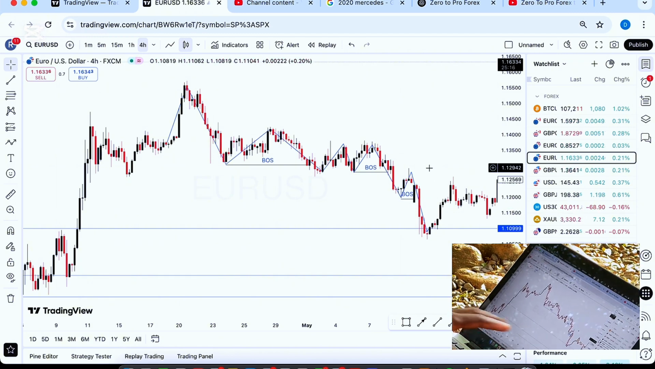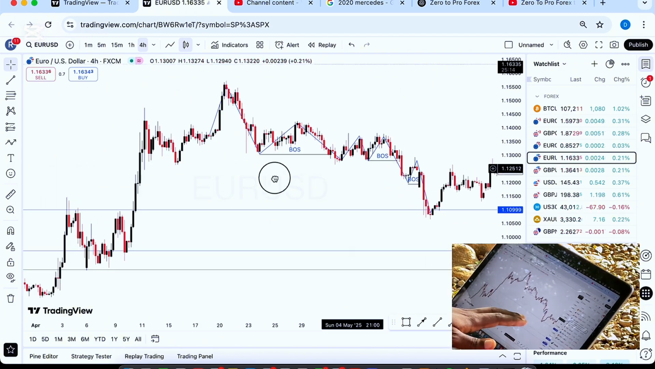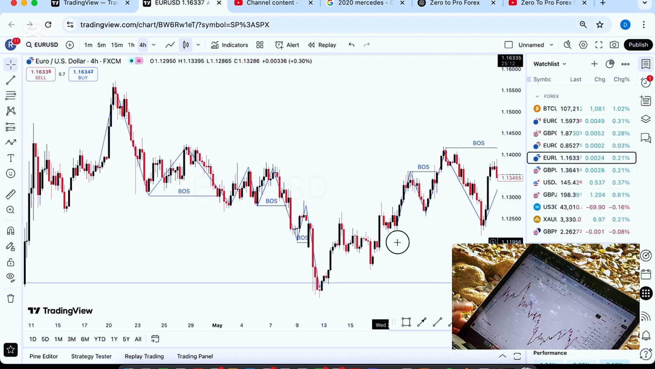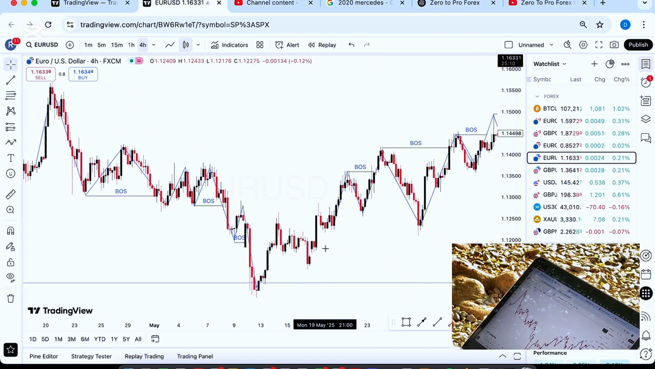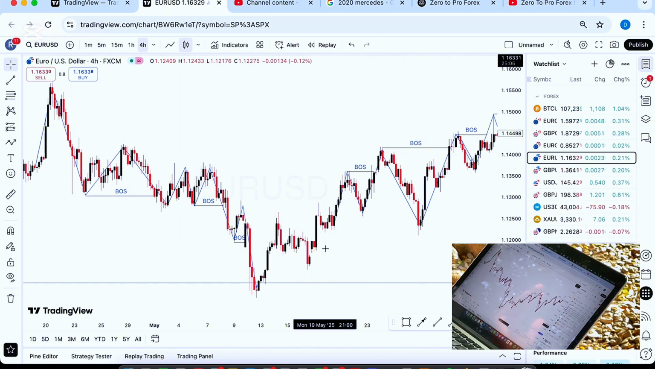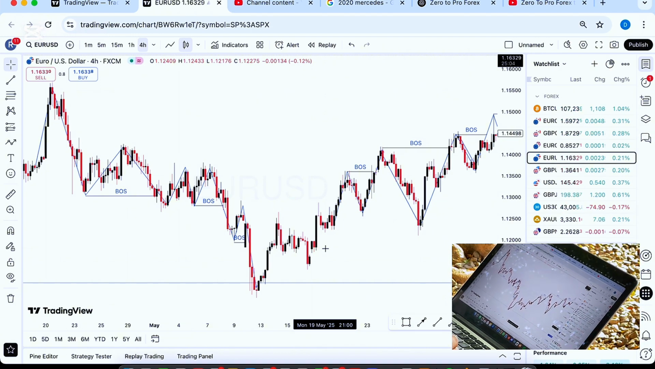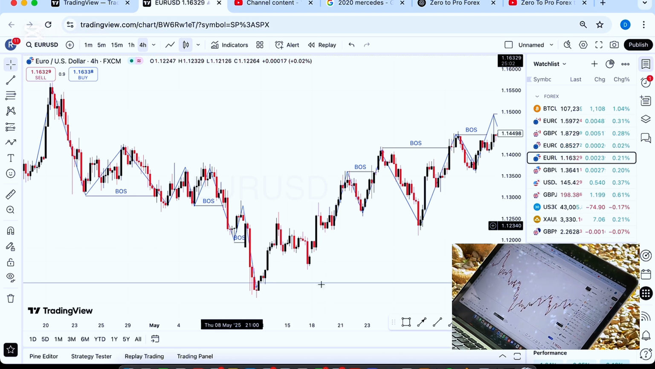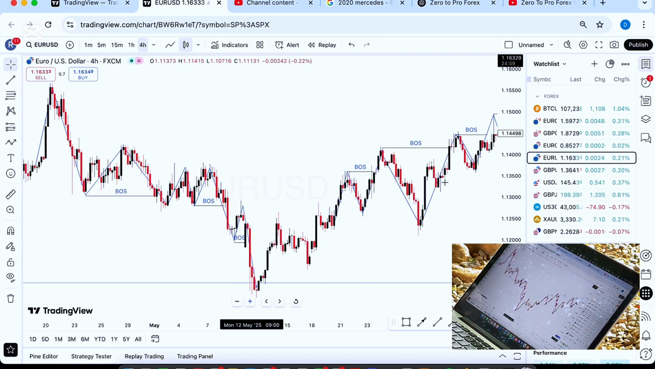Yep. So with that, now we can establish that we can have BOS in a downtrend, we can also have BOS in an uptrend, right? Yes. But what signifies that price is about to move to an uptrend from a downtrend, and what signifies that price is about to move to a downtrend from an uptrend, right? Let's now look at this particular one. This is a downtrend, this is an uptrend.